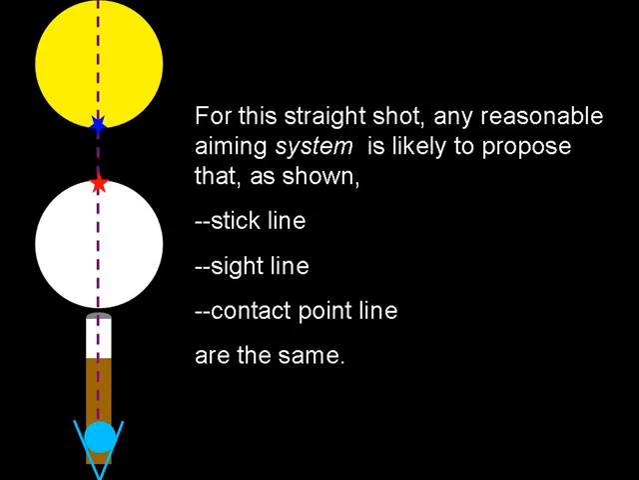Here's a picture of a straight-in shot, or a full shot. The red star and the blue star are the cue ball contact point and the object ball contact point, respectively. When the cue ball reaches the object ball, these are the two points that are going to hit one another. Also shown here is the stick line, and on top of that is the sight line, as indicated by the blue eye over top of the stick. Like shown here, the stick line, the sight line, and the contact point line are all the same line for this straight shot, and it's hard to imagine any reasonable aiming system proposing anything different than this.